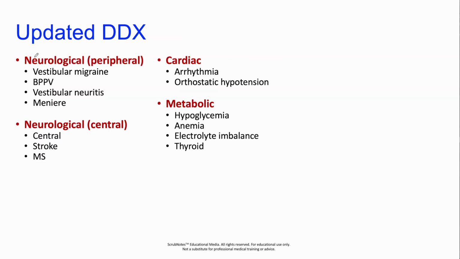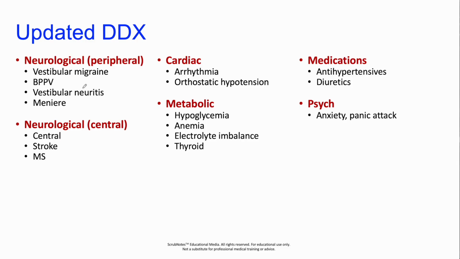Okay, let's revisit our initial DDX list that we made at the beginning. Based on our questions and the patient's history and intake, it's probably less likely that there's a central neurological cause at this point. Cardiac, metabolic, medications, or psych. So now we're just left with peripheral neurological causes. I think vestibular neuritis is less likely, and based on our history, we know that BPPV is floating to the top. So that's going to be my working diagnosis right now. And then as my backup top DDXs, I have vestibular migraine and Meniere's.